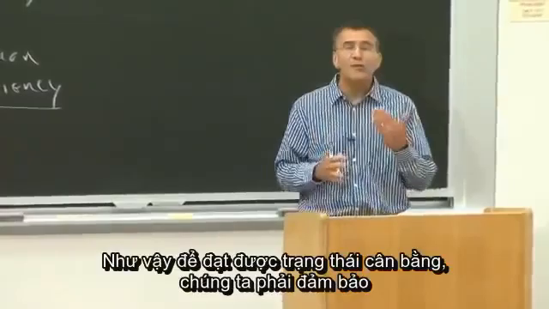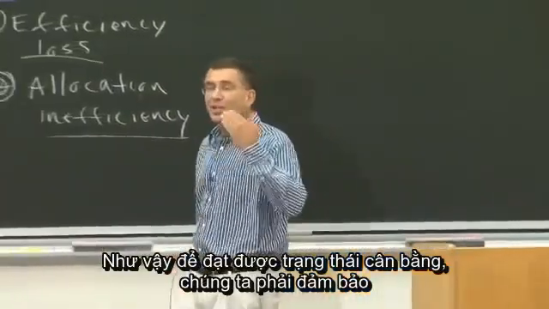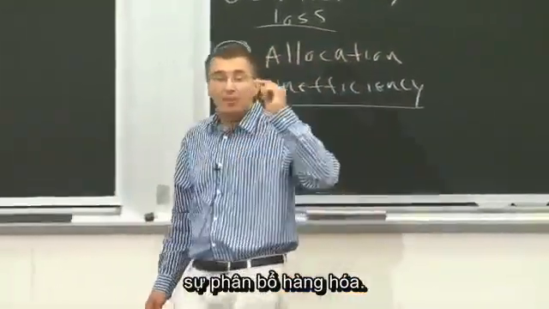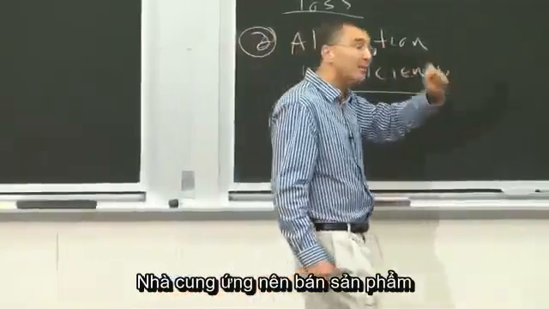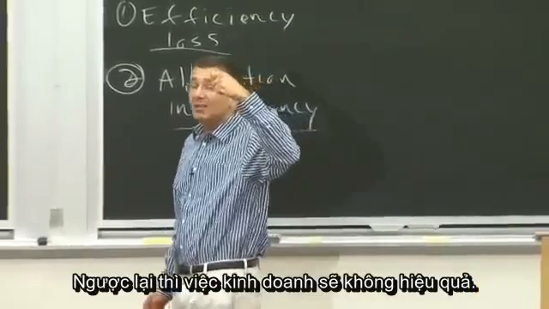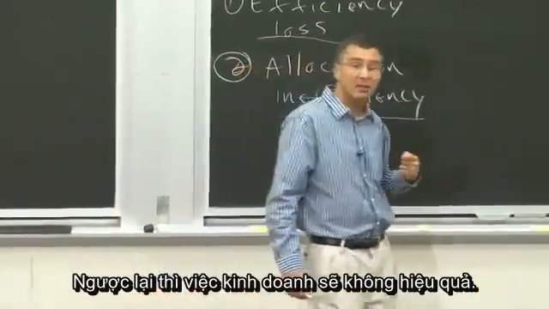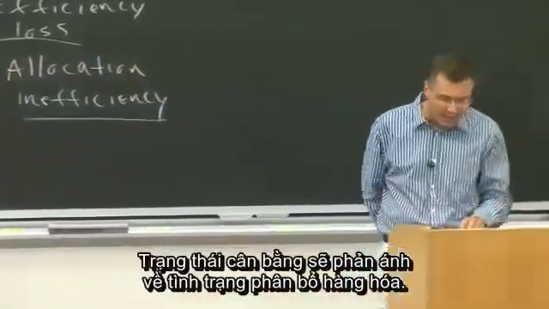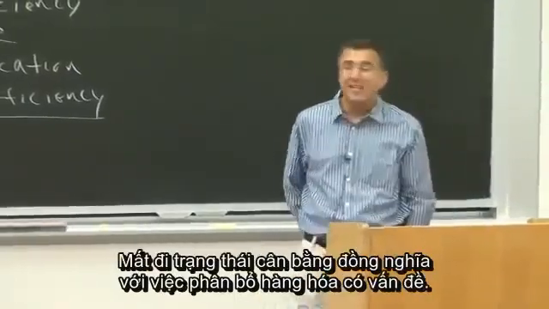So in a world of equilibrium, we make sure the allocation happens. Anybody who wants the good at a price that sellers are willing to sell it at gets it. Someone who doesn't want it at that price doesn't get it. Equilibrium takes care of that allocation problem. But in disequilibrium, it doesn't.